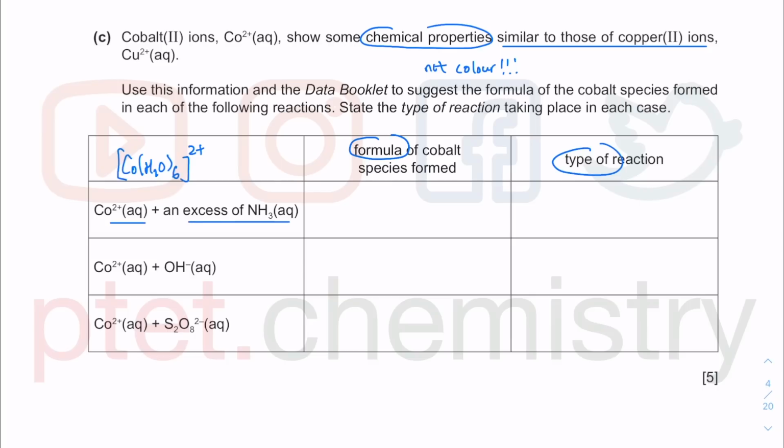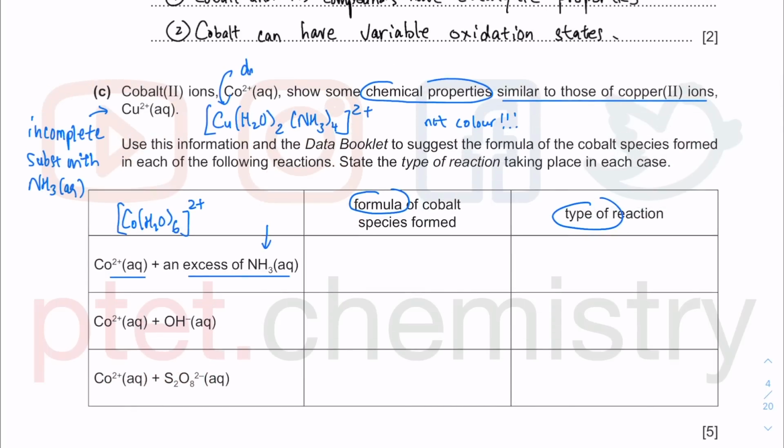With an excess of NH3, we know that unlike copper(II), which has only incomplete substitution with ammonia, where you only get 4 ammonia jumping onto the complex and you still have 2 more water. So incomplete substitution with ammonia as a ligand, such that you get copper with 2 water and 4 ammonia. That is your dark blue solution. Hopefully you know this case study.